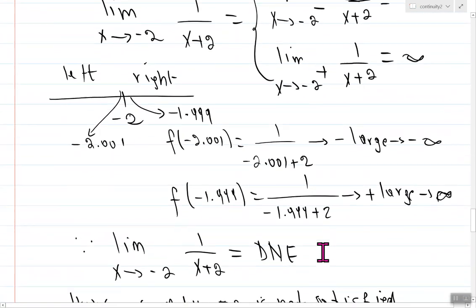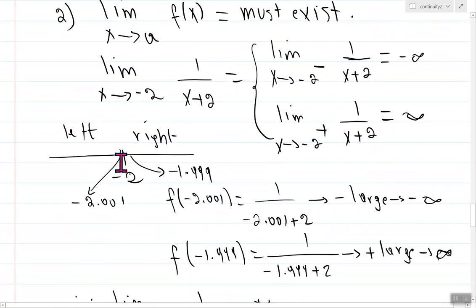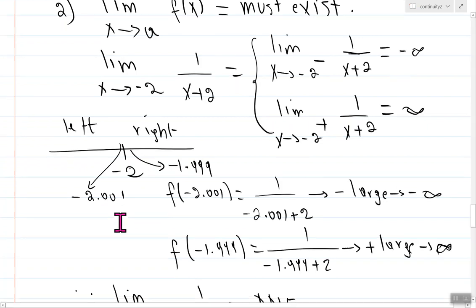So how did we know that? When x approaches negative 2 from the left, you pick a number that is to the left of negative 2 and close to negative 2, like negative 2.001. When you plug this into the function, you get 1 over negative 2.001 plus 2, which gives you 1 over negative 0.001, which is a large negative number, which is negative infinity.